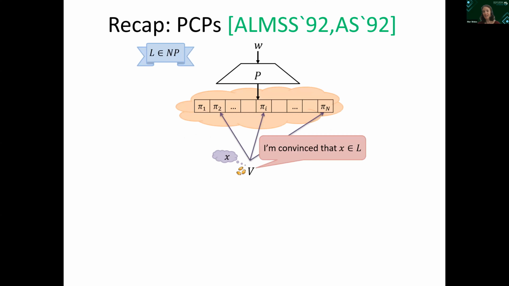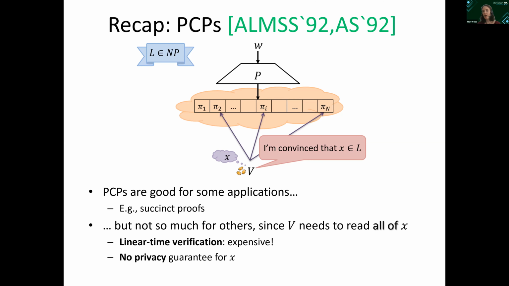So in the few minutes I have left, I want to tell you how we go beyond zero-knowledge PCPs. These PCPs that we've been discussing, as I said, are very useful for some applications. But for other applications, they're not as good because they require the verifier to read the entire input X, which means the verifier's running time is at least linear in the input length, which might be prohibitive in some applications. And also, there's no privacy guarantee for the input in this case. And the question is, can we do better in applications where we either need privacy of the input or we want the verifier to be sublinear? And the answer is yes.